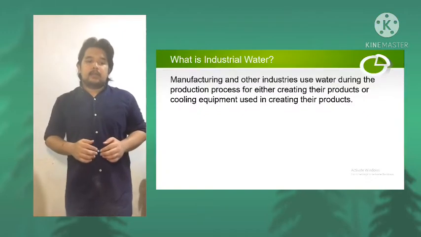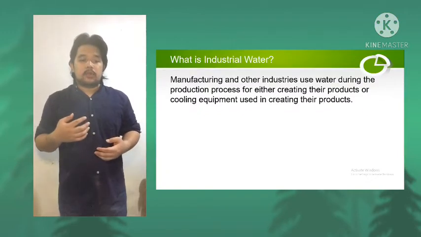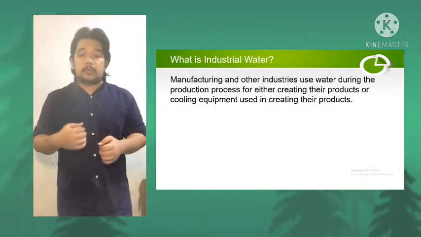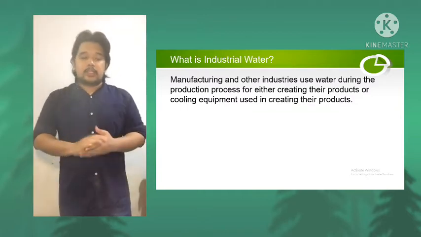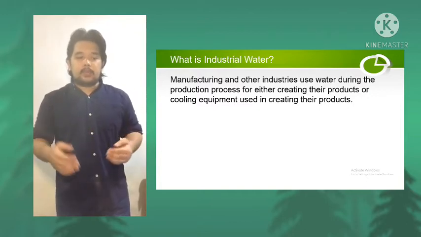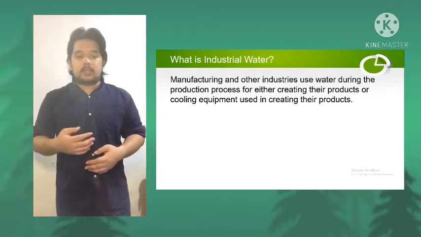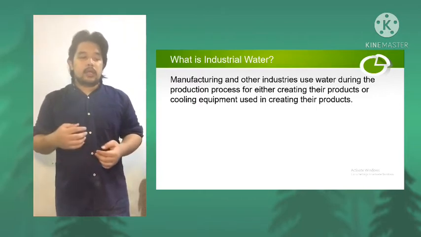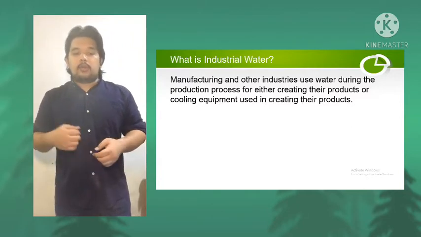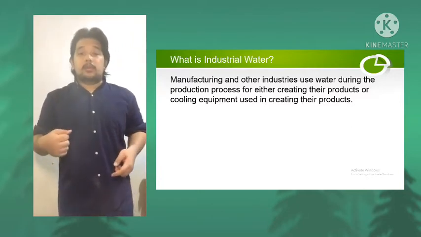By the name itself, it suggests that industrial water is water that's being used specifically for industrial purposes. Water is essential not only to us people, but also to most industries. Manufacturing and other industries use water during the production process for either creating their products or cooling equipment used in creating their products.